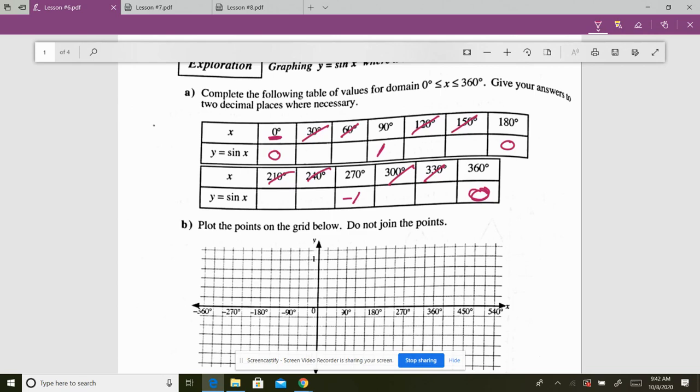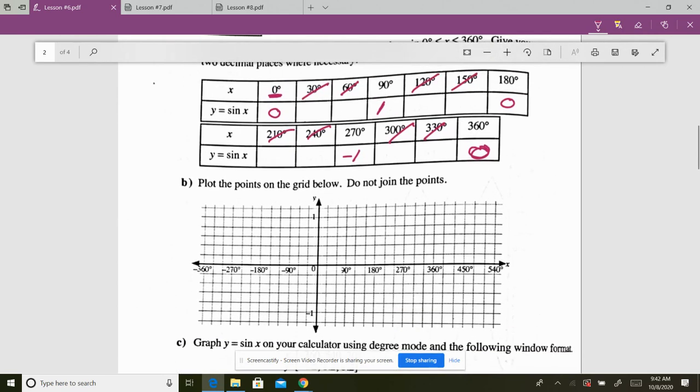There we go. Okay. We're going to plot these on the grid. So the x-axis has degrees. The y-axis has the value, or the ratio of the sides. It has a max of 1. So at 0 degrees, we get 0. At 90 degrees, we get 1. At 180, we get 0. At 270, we get negative 1. And at 360, we get 0.